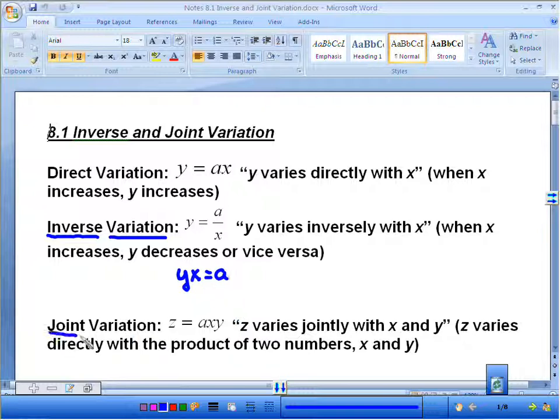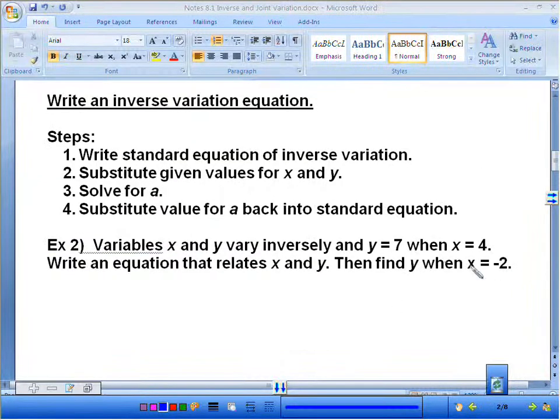We're going to learn about joint variation as well. This statement says z varies jointly with x and y. In this case, we're going to multiply x and y together. Let's work some problems with that.